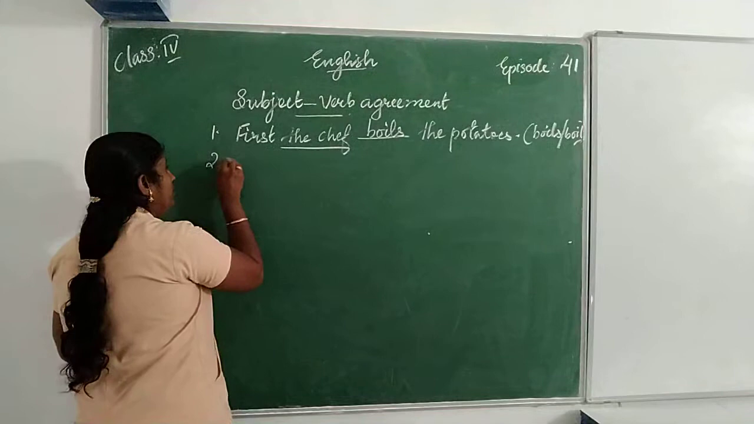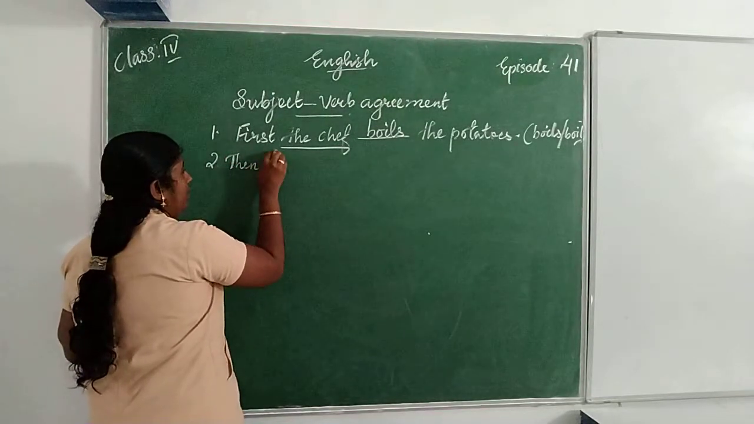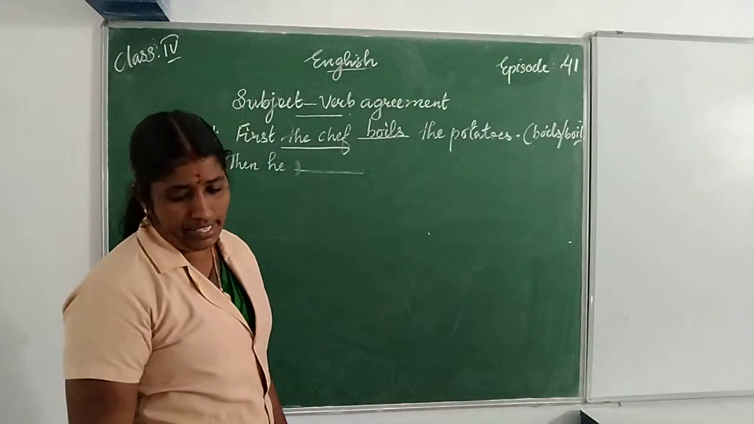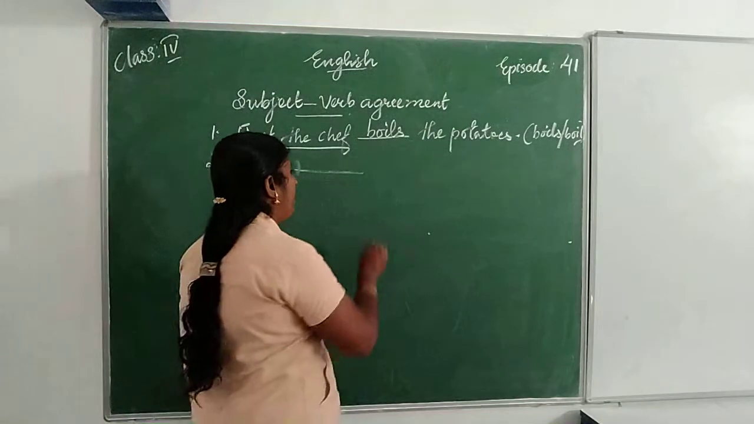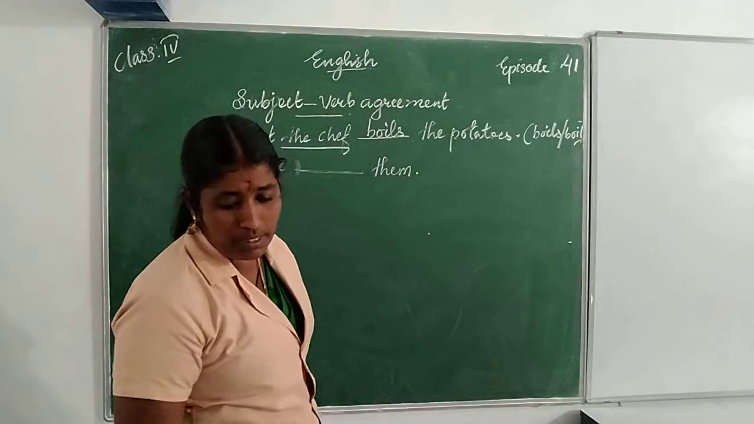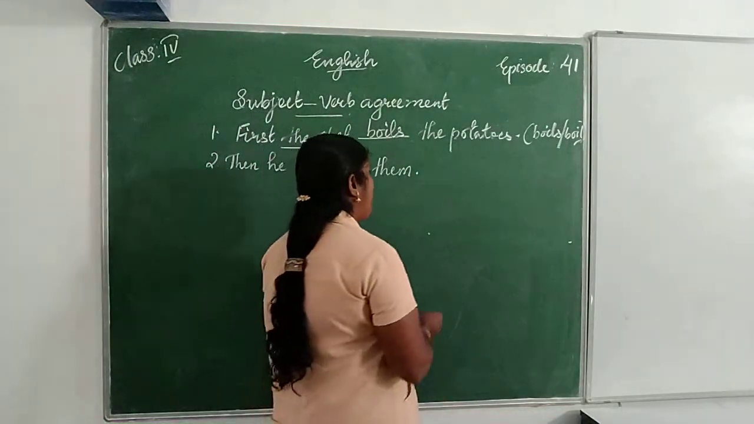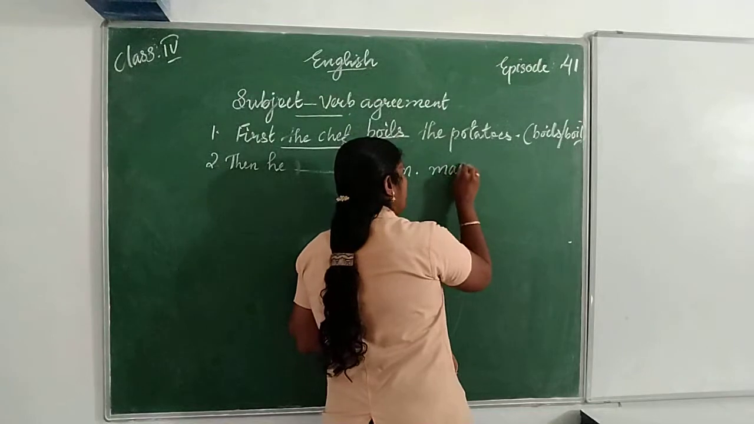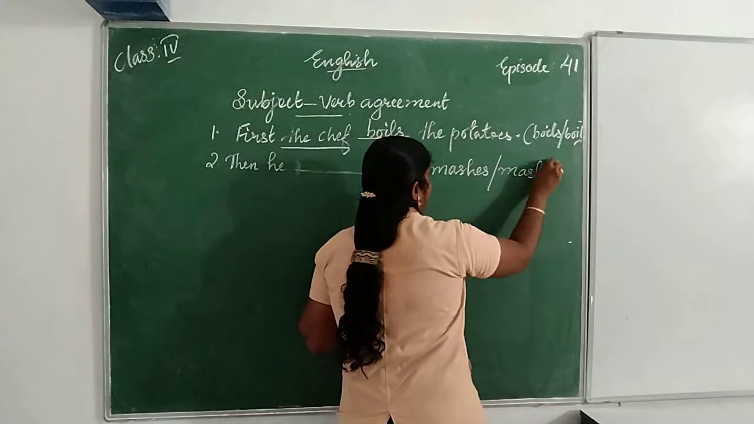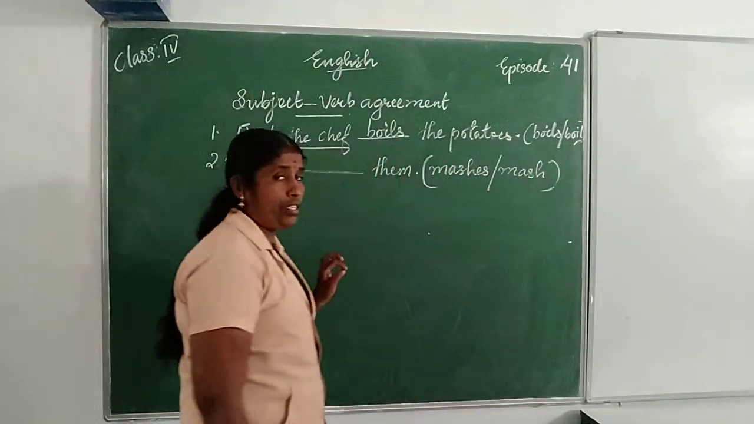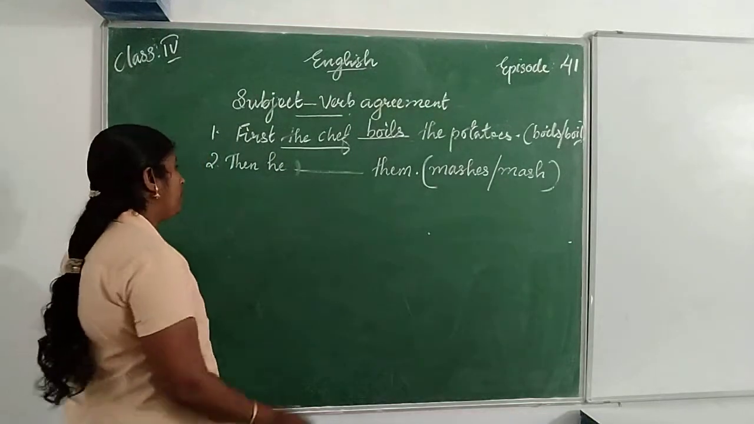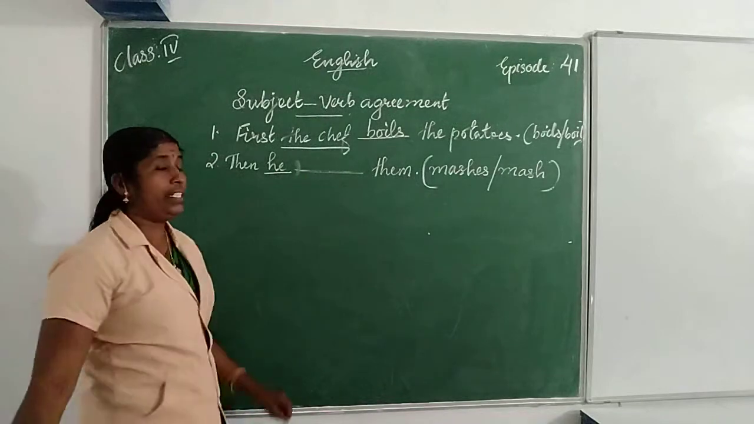Second one. Then he ___ them down. The verbs given are mashes, mash. Which verb do we use? Find the subject of the sentence. The subject of the sentence is a pronoun, and that is he.